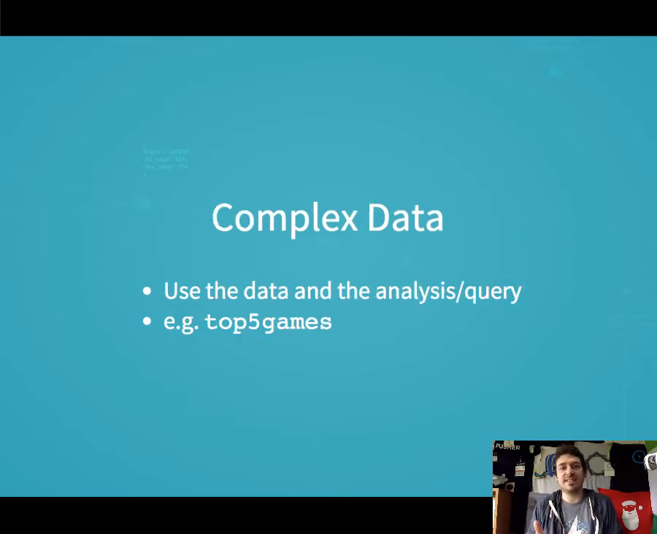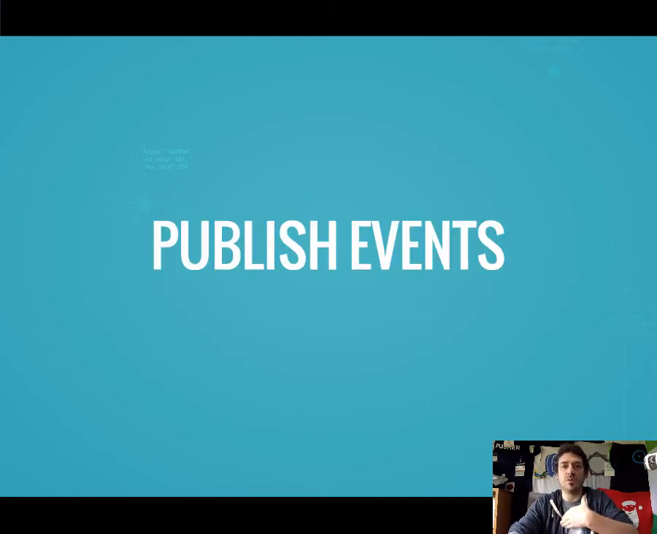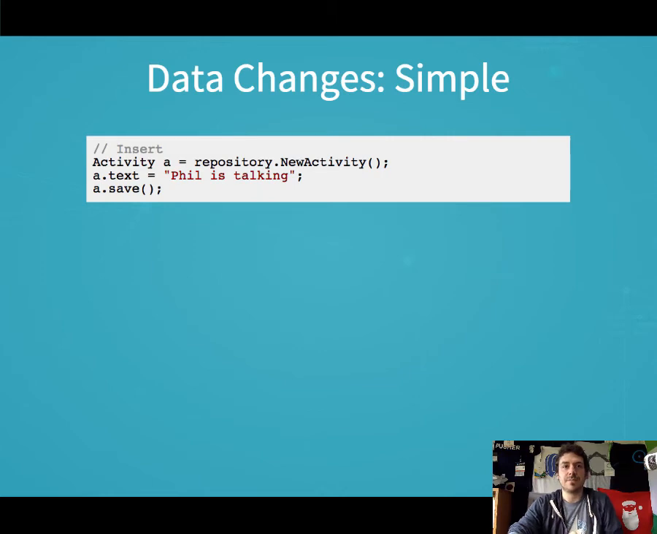For complex data, I think it's probably best to create a name that's based on the analysis that's taking place on that data or the query itself. So in the complex example I provided earlier, we were executing a query on a table which was basically identifying the top 5 games, top 5 scores. So we could call it top 5 games. And then in terms of, we want to publish that information. So we've got that new data, we've processed it, we've done whatever we need to it, we want to distribute it to the interested parties.